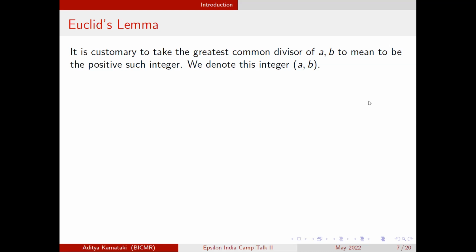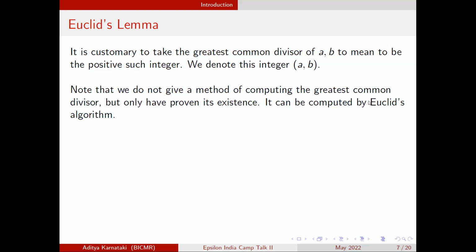So this is a non-deterministic way of saying that the GCD can be written as ax plus by in some way. Note that we do not give a method of computing this greatest common divisor, but only have proven its existence. And this can be computed by Euclid's algorithm, as you would have seen. Okay.